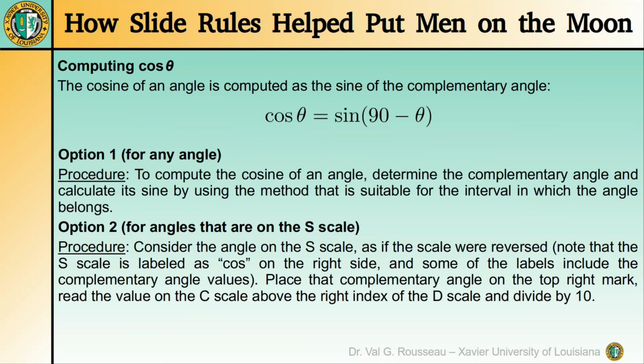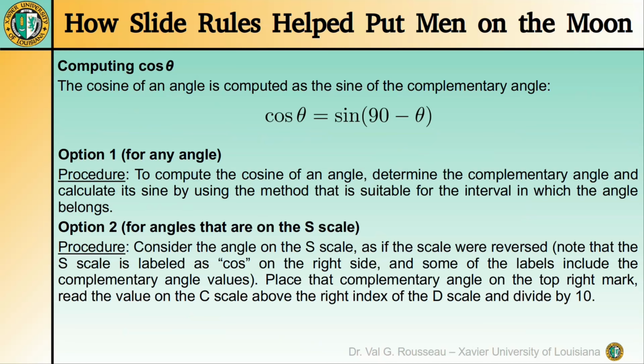The second option, which is only for angles that are on the S scale, consists in measuring angles starting from the right index of the scale. This is literally equivalent to computing the complementary angle, but note that the S scale is labeled as cosine on the right side and that some of the labels include the complementary values for convenience.